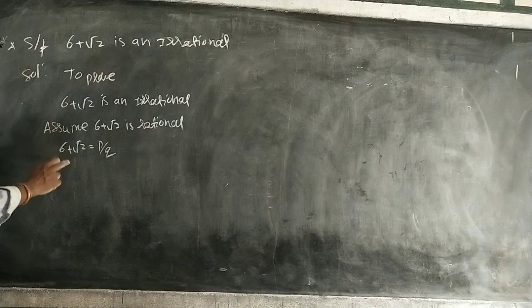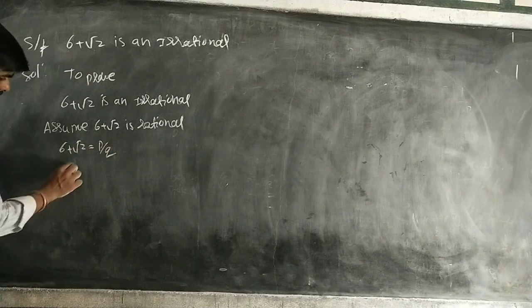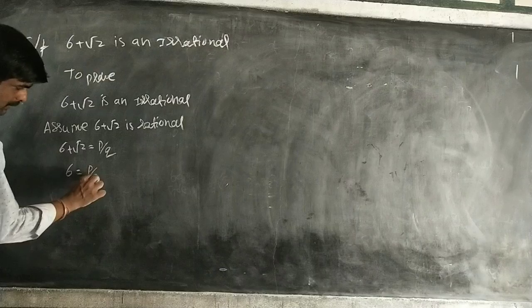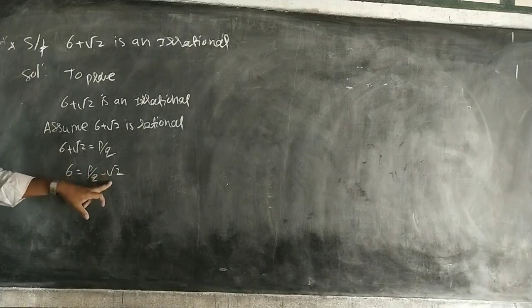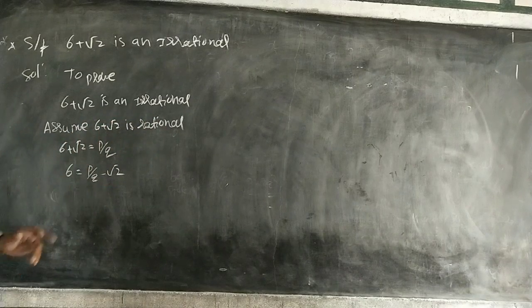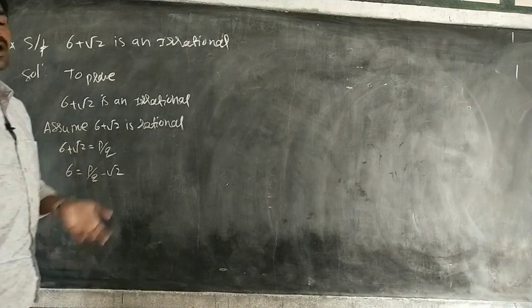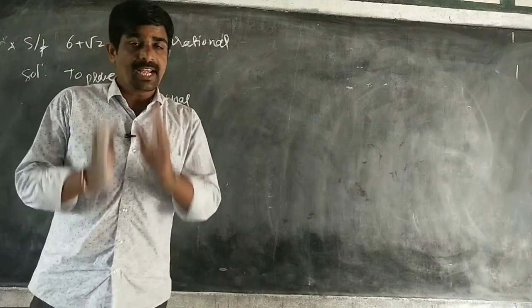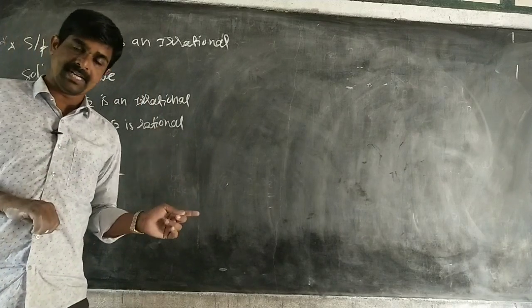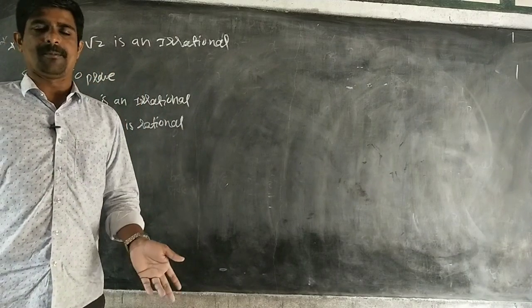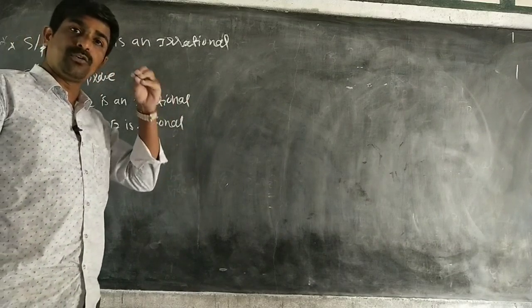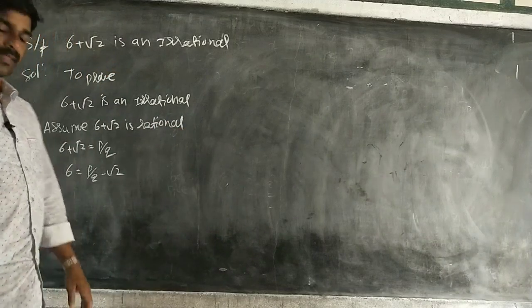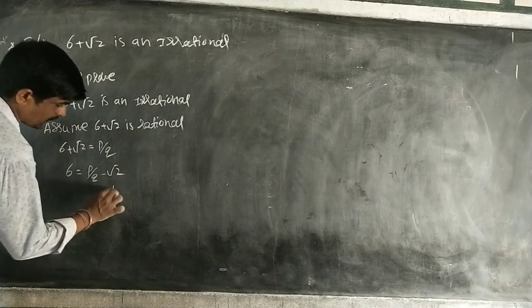Next, bring plus root 2 to that side: 6 is equal to P by Q minus root 2. If you bring minus root 2 that side, then you can easily get the answer. If you take 6, you will be in trouble in these situations. Already we know addition or subtraction of an irrational number is an irrational number. But mathematically we have to prove. That's why we are using this method only.